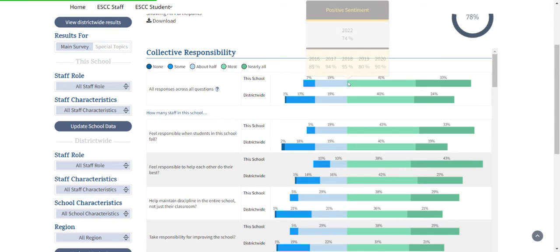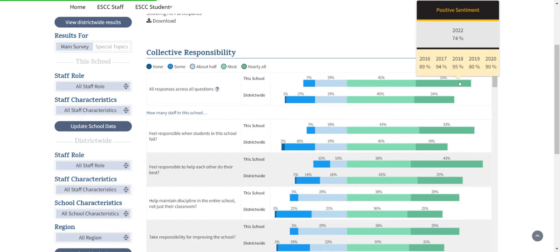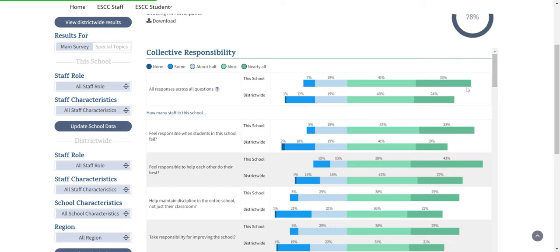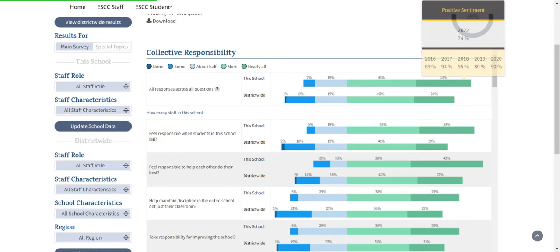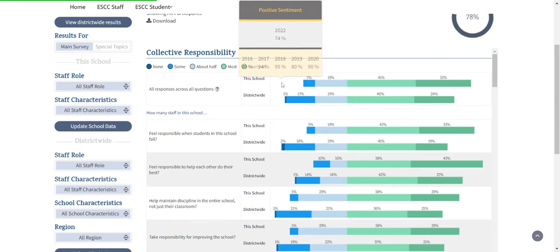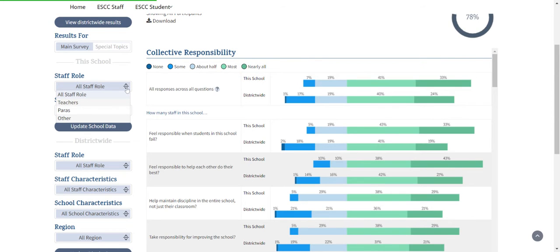The figures are centered on the neutral response. If you look at how these are lined up, you can very quickly, by the position of the figure, see if this school or the staff in this school are feeling more positive or more negative about their school than the district in general.